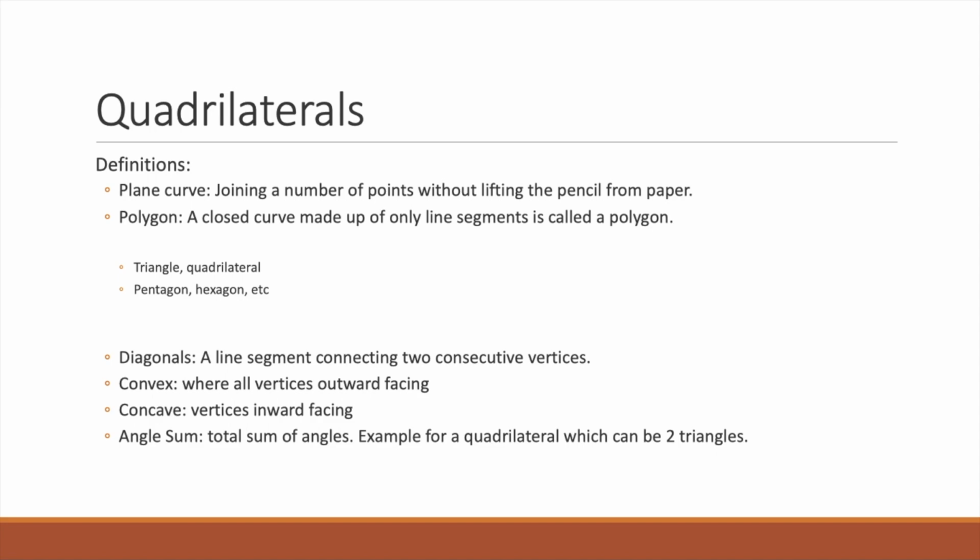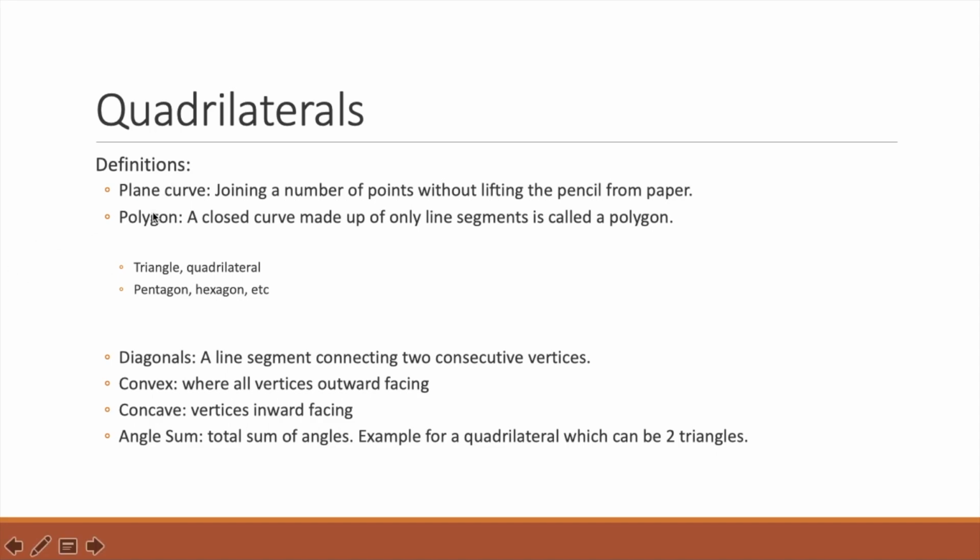So a curve is somewhere like this. It is going in some shape, and you consider it as a set of points which is connected without lifting the pencil from the paper. Just the simplest way of representing or defining a curve.